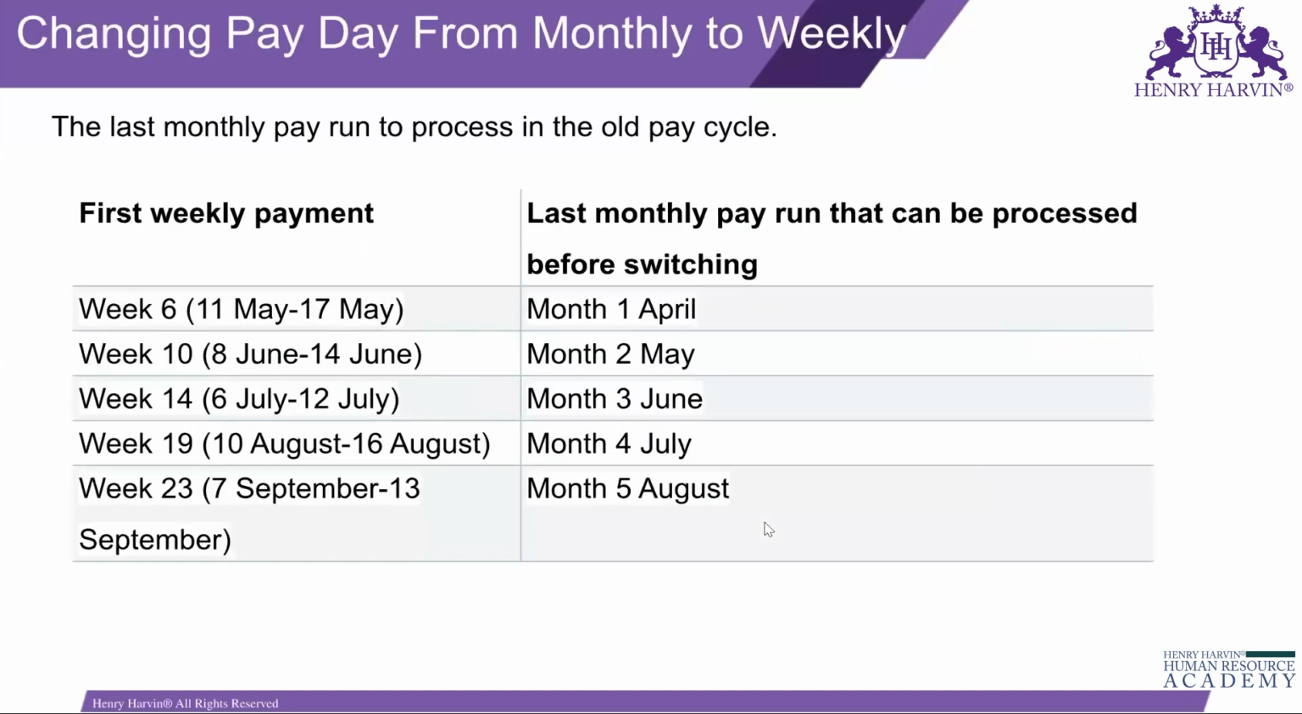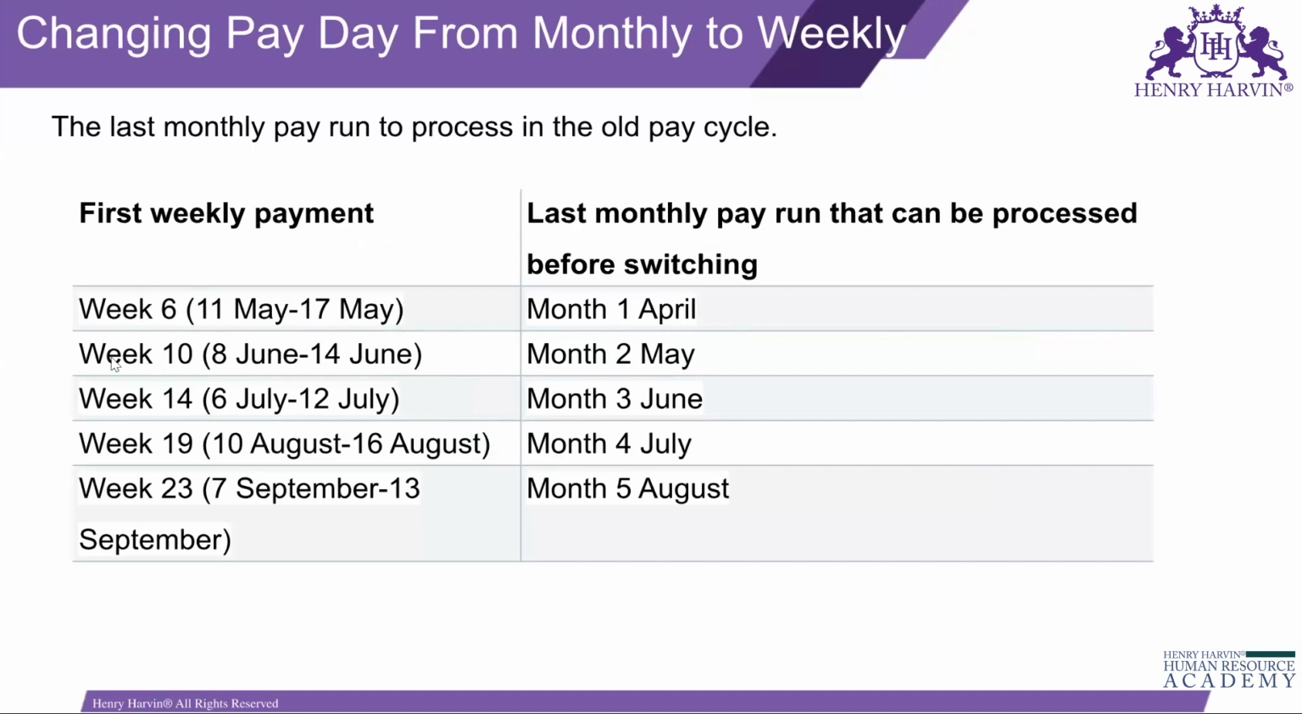Now, reverse. If you want to change from monthly to weekly, for example, you want to start the first weekly payment from week 6, that is May. Then you should complete the April payroll, the monthly payroll. Then you can convert to weekly payroll. That is 11th May.